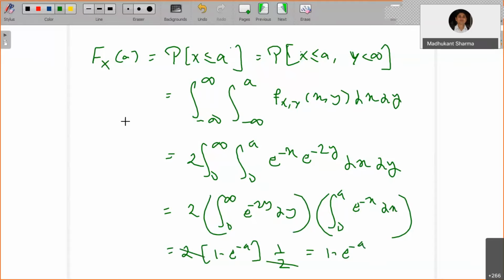Okay, so similarly you can go for finding the CDF for random variable y as well. Now, as we have already seen in the probability case, when we were talking about the axiomatic approach, we also defined the concept of independence of two events. When we say two events are independent, then the probability of A and B is equal to the probability of A times the probability of B.